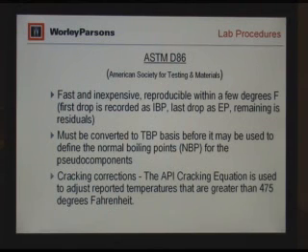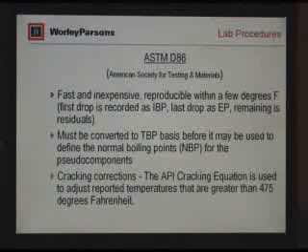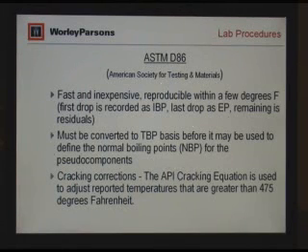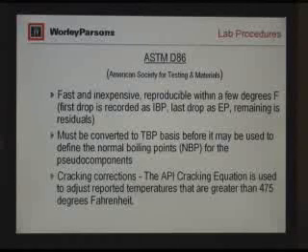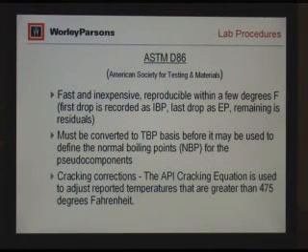And as I mentioned, the cracking means the long chains of hydrocarbons will break. At high temperatures that will happen. And you can actually use a cracking correction inside Pro 2 to take into account cracking.